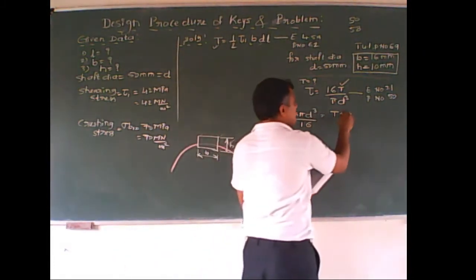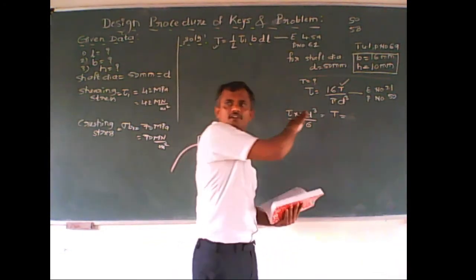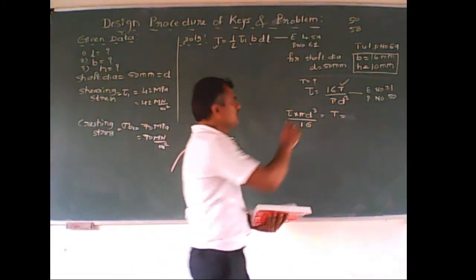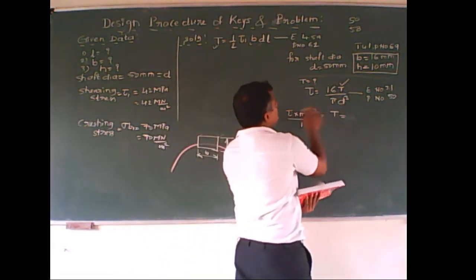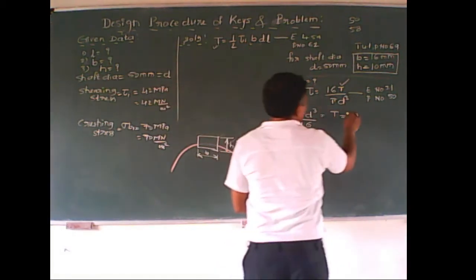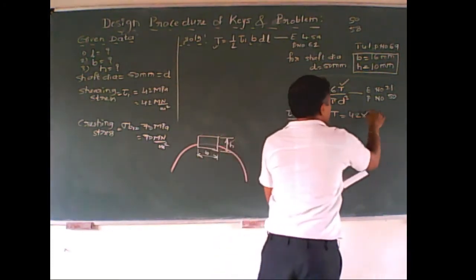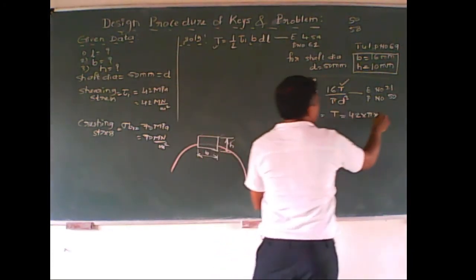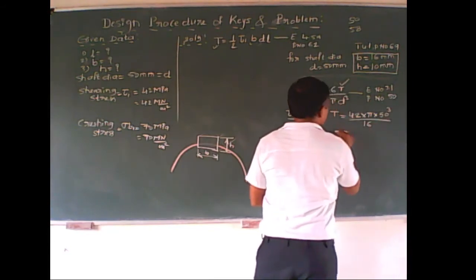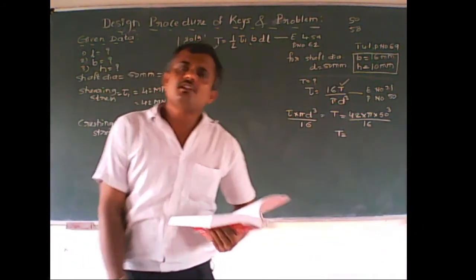On the right hand side I will substitute the values. If space is available in your notebook, you can substitute the values at the bottom side. Now I will substitute the values. Tau is given for a shaft there. It is 42, right? 42 multiplied by pi multiplied by d, which is also given, 50 cube upon 16. Get me the value of torque.